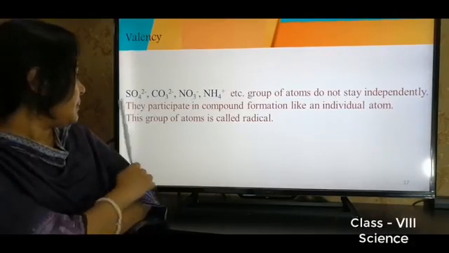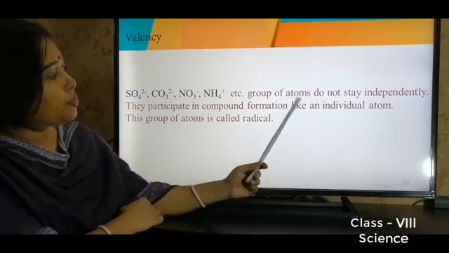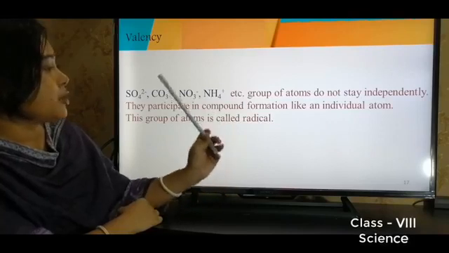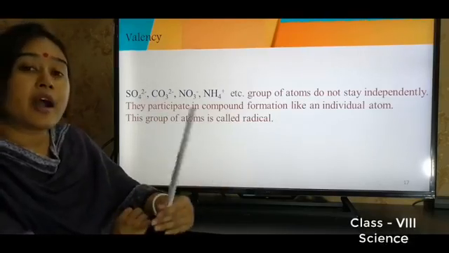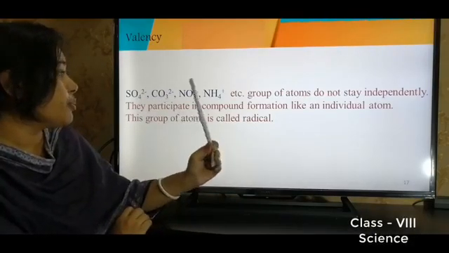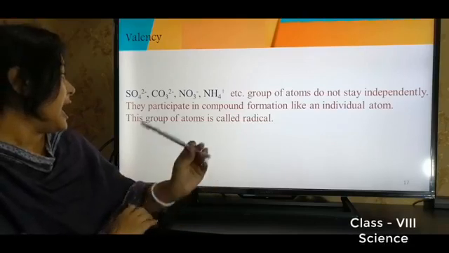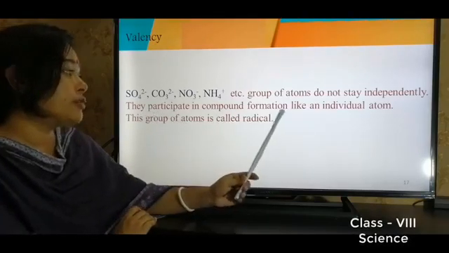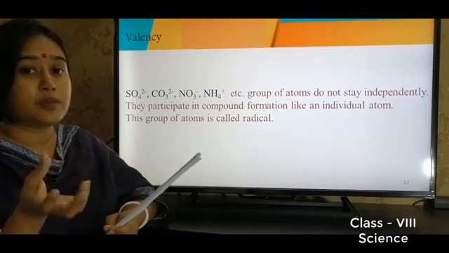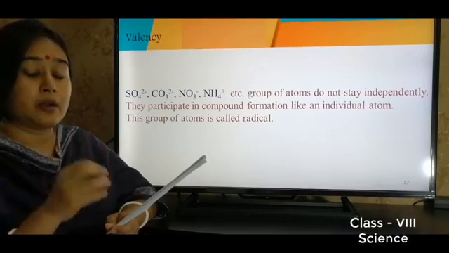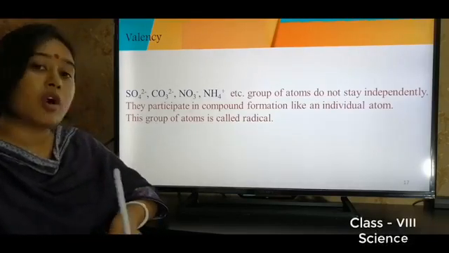Here are some examples: sulfate, carbonate, nitrate, ammonium, etc. These are called groups of atoms. They do not normally stay individually or independently in the environment naturally, and they participate in compound formation like an individual atom. They act as an individual atom whenever they take part in the formation of a compound. This group of atoms is called a radical.